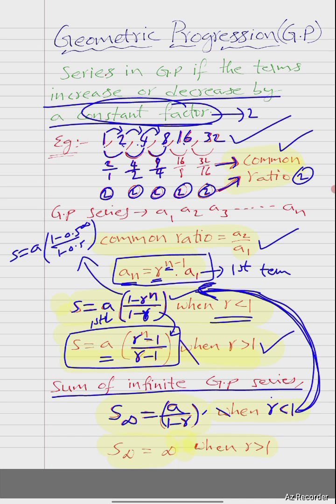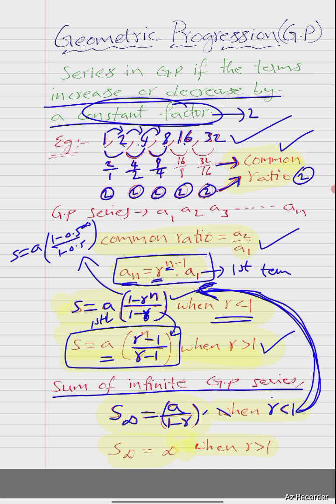Now see, 0.5 is already a small number, and 0.5 power infinity becomes very negligible. So S is equal to a times 1 by 1 minus 0.5. What is 0.5 here? R only, no? So the formula is 1 by 1 minus r. So this is the first formula: a into 1 by 1 minus r.